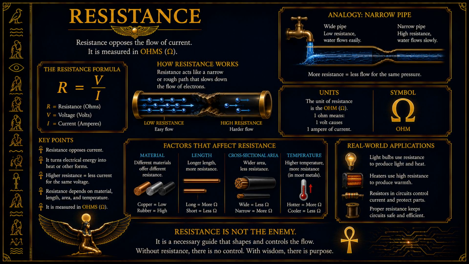Resistance opposes current flow. Every conductor possesses some resistance, causing energy to be converted into heat. By selecting appropriate resistance values, engineers protect equipment, regulate current, and control electrical performance.